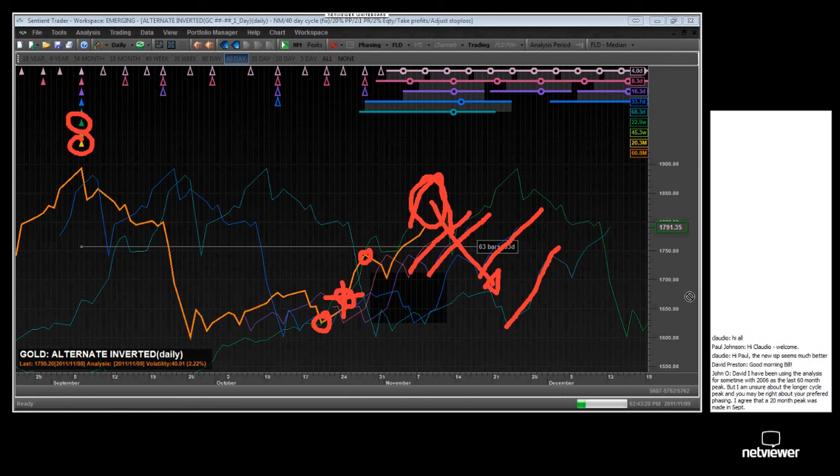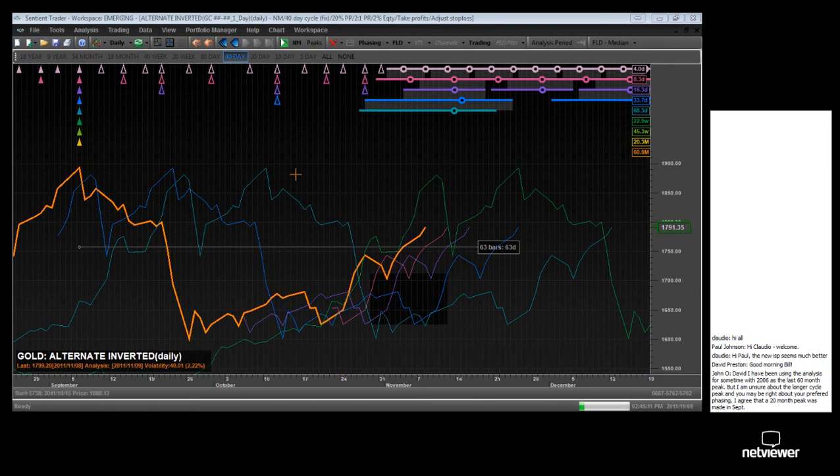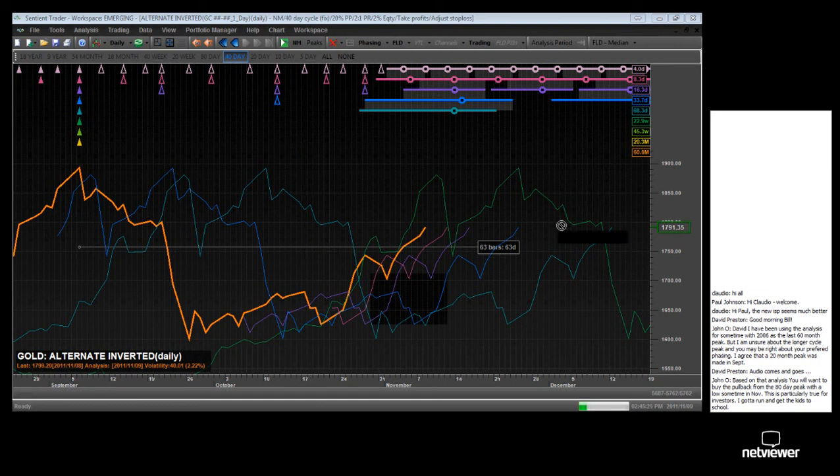And isn't it amazing how the 20-week FLD has moved up to give it room to form a bit of a peak without making that cross any messier. So I'm suspecting that price is going to form a peak somewhere over here and then come down and cross those FLDs on its way down to the next 40-day trough at least. So that's what I'm looking at in terms of gold. That's my discussion on gold.